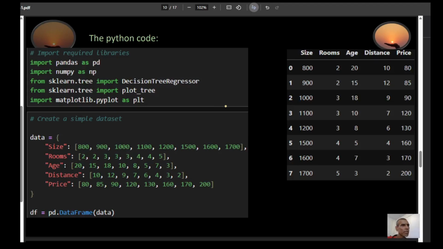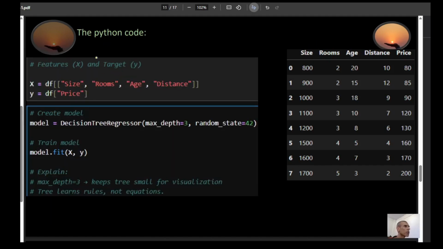Now this decision tree I just created can be done very easily in Python. So the first thing you do is import your pandas, import your NumPy, and also import your decision tree regressor, and this is the one that's responsible for plotting your tree. So this is my data. The data I just created is basically a small data set just to explain to you. In this case, this is my size, room, age, distance, price. So this is my data frame right here.